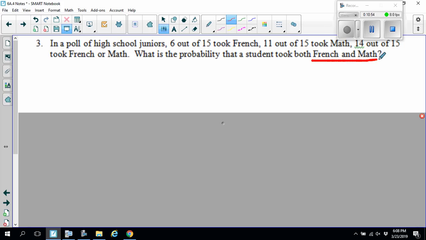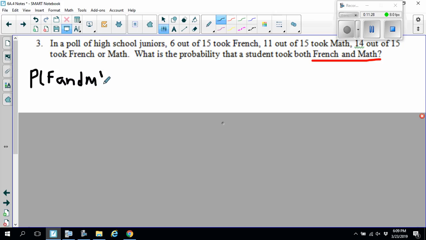So this is an and. So now we've got to think, is this a disjoint event or a compound event? Well, they give us the total that took French, the total that took math, but they also tell us the total that took French or math. Because they gave that information to us, this is a compound event. So we are going to find the probability that a student took French and math. So I'm going to just do F for French and M for math.